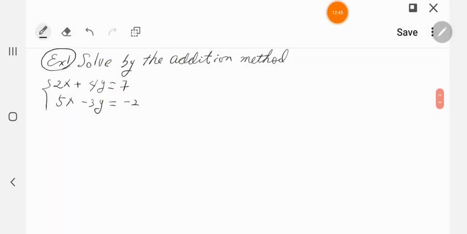Example 1. Solve the system of two linear equations by the addition method. Addition method means eliminate the variable x or y. In this case, the coefficients of x and y are all different, so we will decide which variable to eliminate. It doesn't matter, so let's eliminate the variable x.